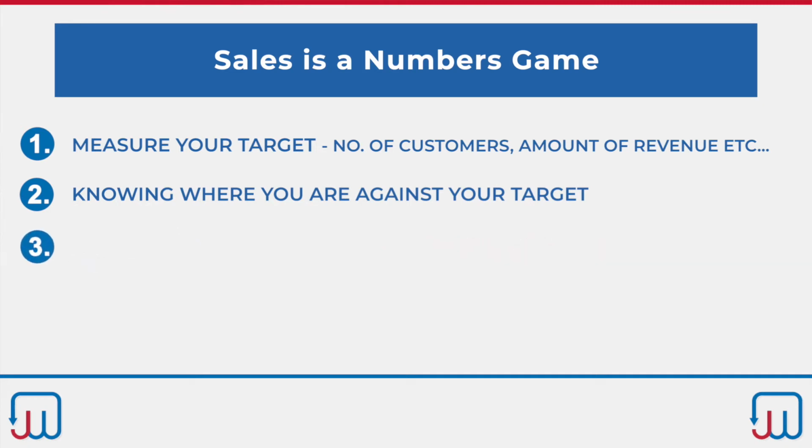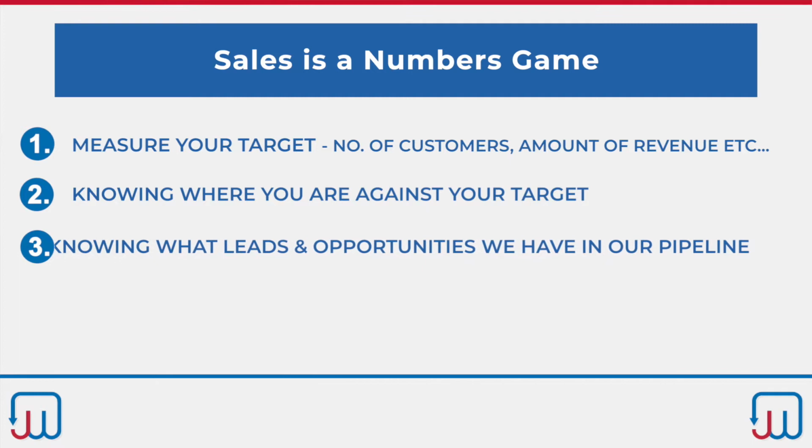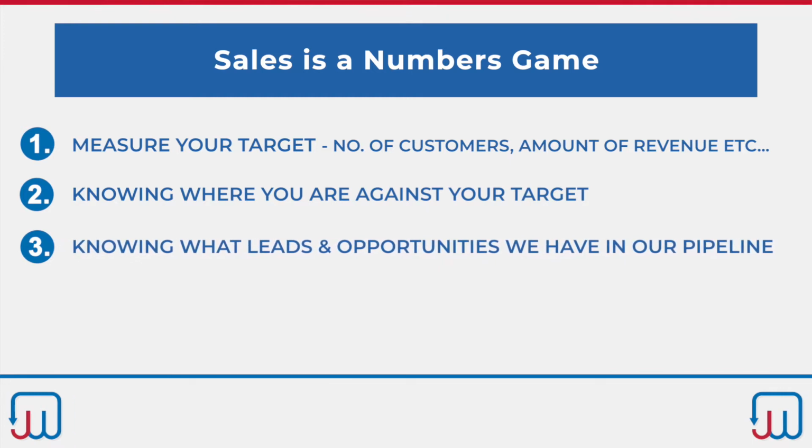The third thing we need to then measure is to know what leads and opportunities we have in our pipeline in order to be able to get to the target that we've set. A number of people will use different methods in order to identify their process, but generally I believe sales processes have 3 or 4, maybe 5 stages. So how many leads have you got at each of those individual stages?